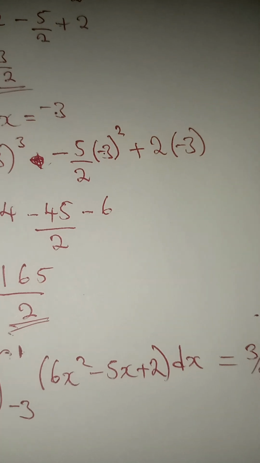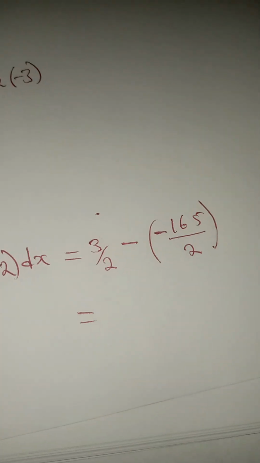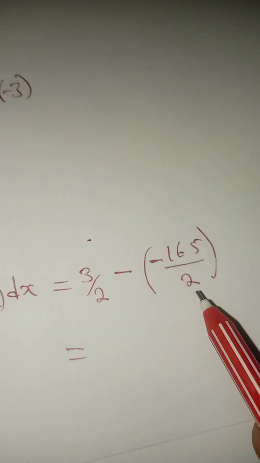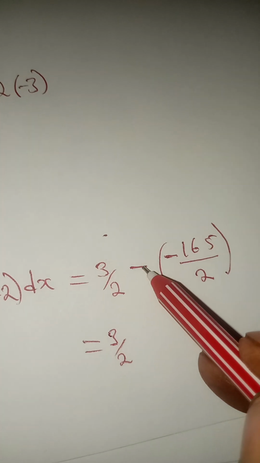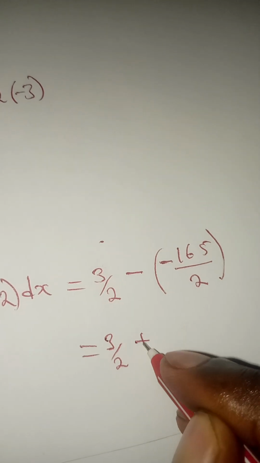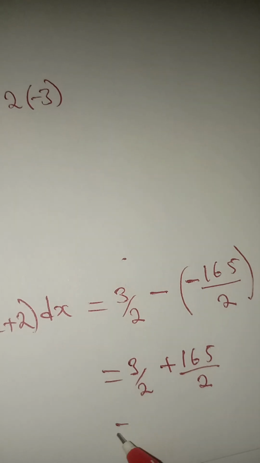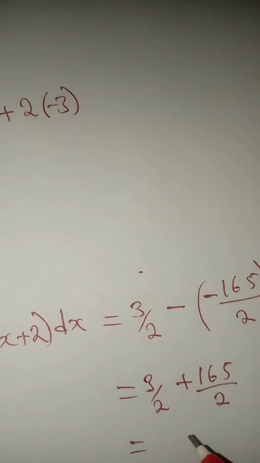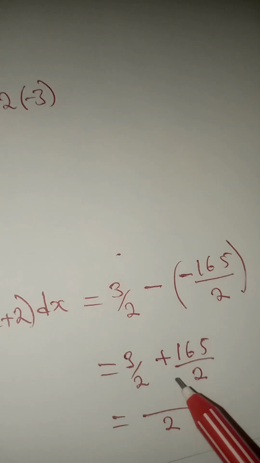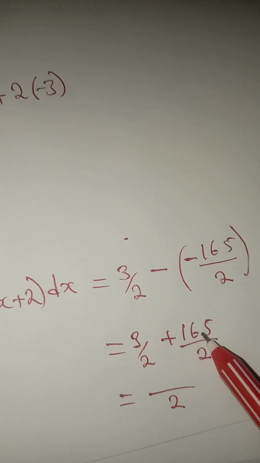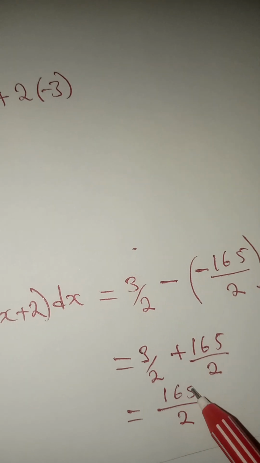So from here, you bring 3 over 2. Then negative times negative is positive 165 over 2. What do you get here? The common denominator is 2. Since it's just the one common denominator, just write it, then add the tops. Don't even waste your time. So 3 plus 165 is 168.